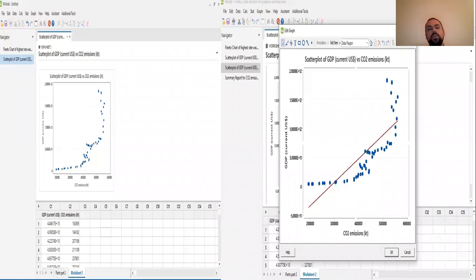So you can see the left side is the simple one, the right side is with the regression line. By the regression line, we can understand it better. We can say that there is a positive relation between two variables. There is a medium relation between two variables. It's not weak, it's not strong.